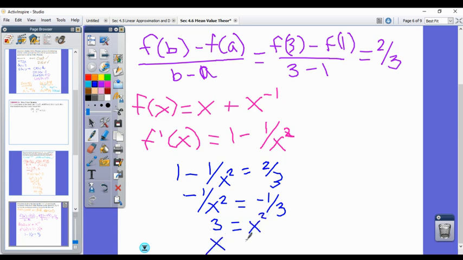Now you'll notice when I take the square root of 3, it's going to give me plus or minus the square root of 3. But the negative square root of 3 is not in my interval because my interval is from 1 to 3. So my only answer that I care about in this case is x equals the positive square root of 3.